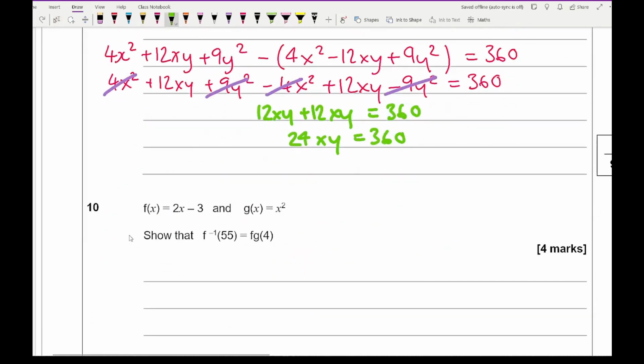Then if I divide the 24, I get xy equals 15, and 15 is a multiple of 5, and so there xy is a multiple of 5. And you can just write 5 times 3 if you wanted to.